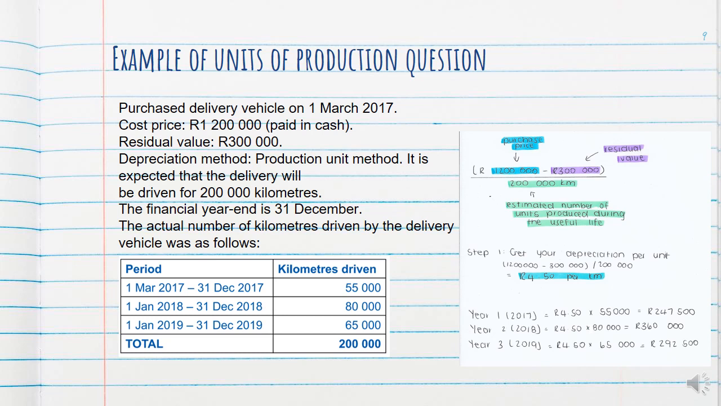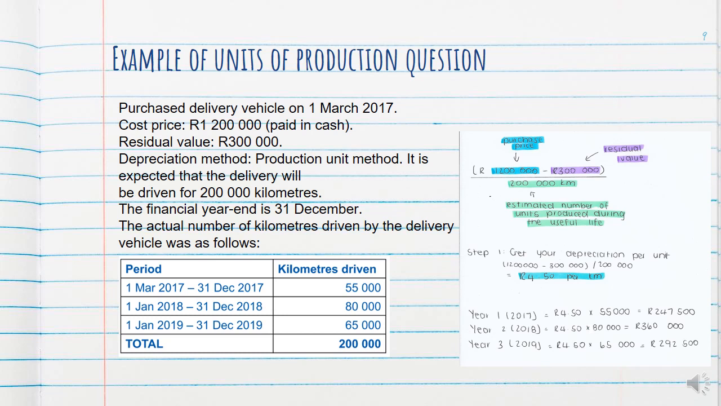I'm sure it will make more sense when I explain it. But we have got a delivery vehicle and we bought it on the 1st of March 2017. It cost us 1,200,000 rand, sorry. We have a residual value of 300,000 rand. Now, what is that 300,000 rand?